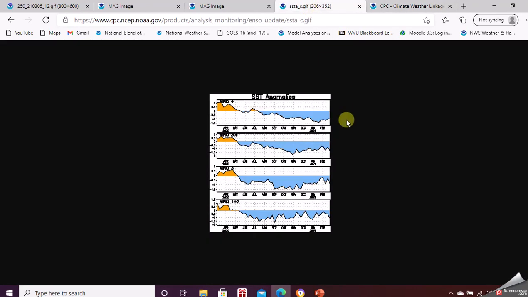So if you were to look at La Nina and El Nino, here are the sea surface temperature anomalies right now. In order to declare something an El Nino or a La Nina, you have to have 3 months of either above normal or below normal, at least a half a degree above or half a degree below normal. Notice how we've been running below normal since August.